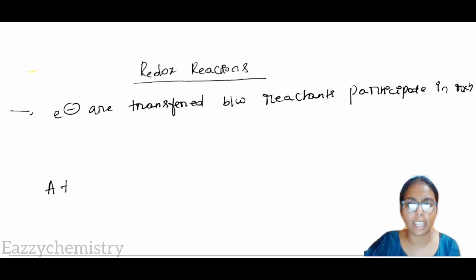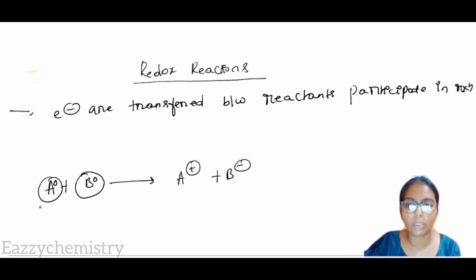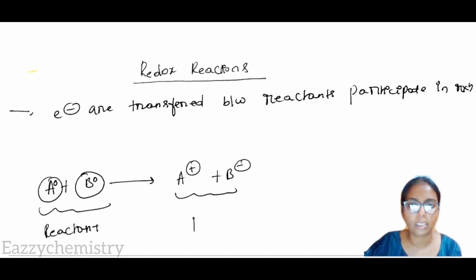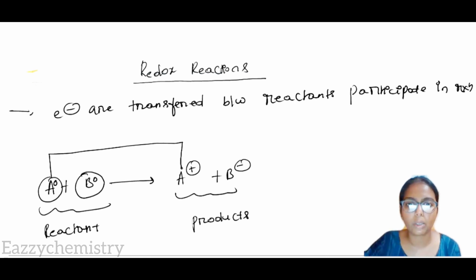For example, let's consider A plus B. So that gives rise to A plus and B minus. Here the oxidation state of A is 0, and the oxidation state of B is 0. These are the reactants and these two are the products. If you look at A, it loses an electron. It is a loss of electron. And if you look at B, there is a gain of electron.